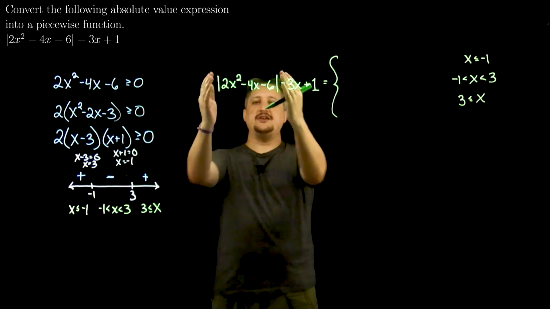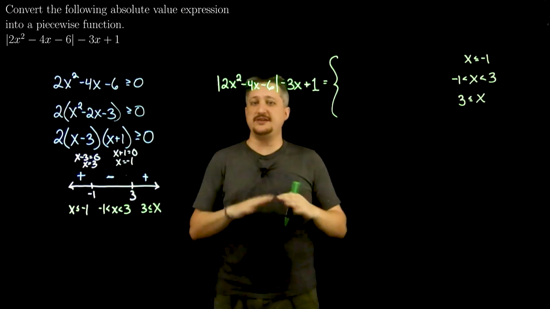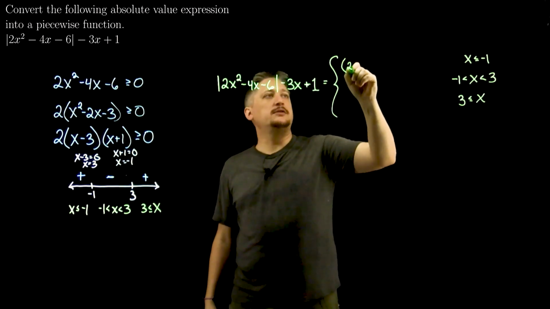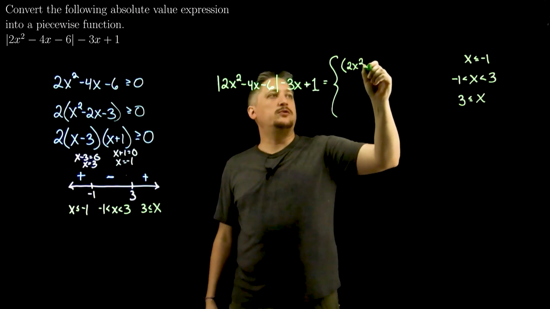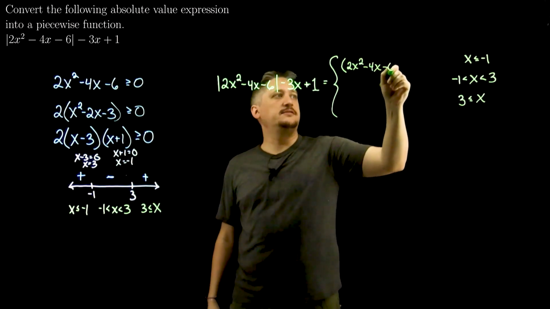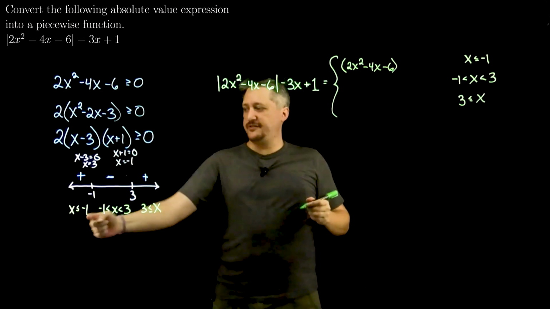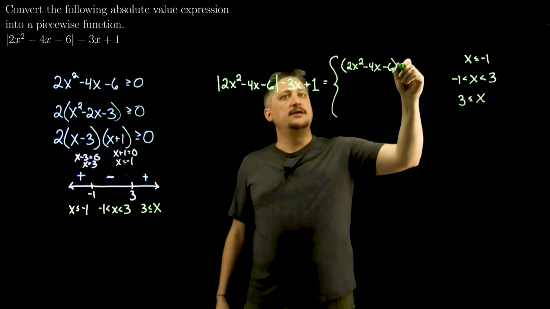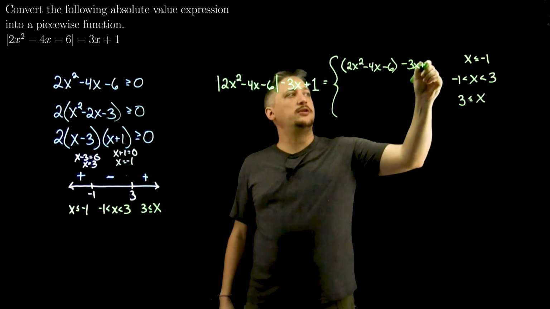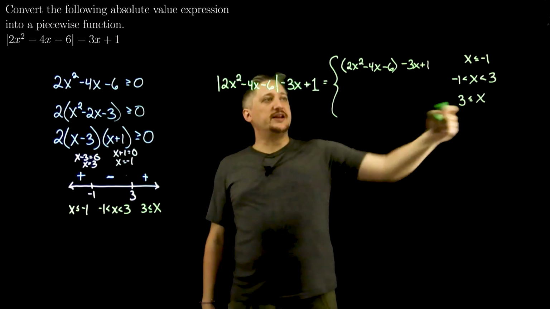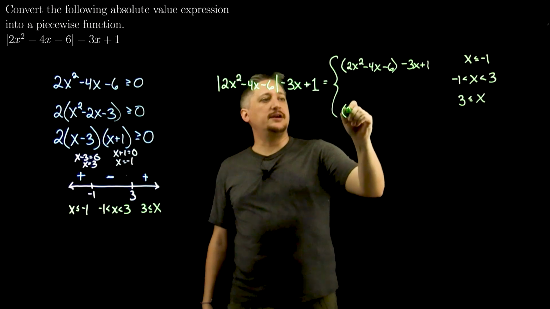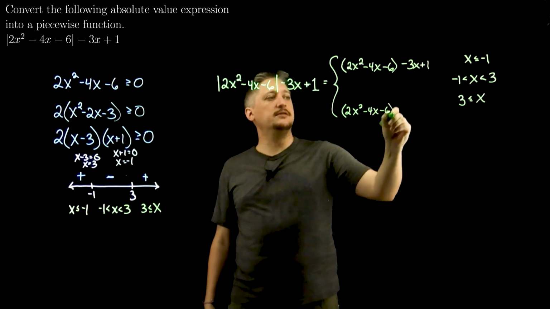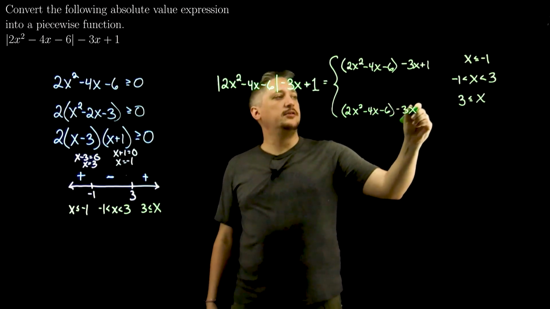All right, so going back to my sign chart, I know this first part is positive. So that means that I can take this and just replace the absolute value with parentheses. Nothing happens, right? So I have 2x squared minus 4x minus 6, right? And again, because it's positive, those just get replaced with parentheses, nothing else, minus 3x plus 1. The bottom is going to have the same thing, right? So I'm going to get, again, parentheses 2x squared minus 4x minus 6 minus 3x plus 1.